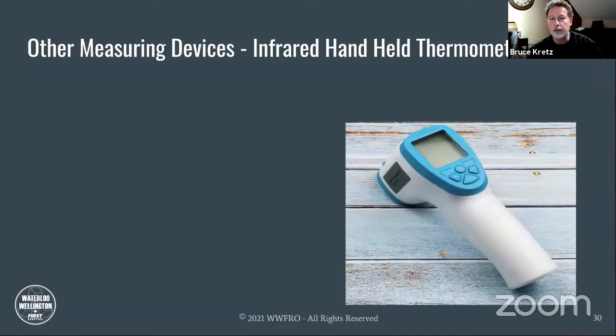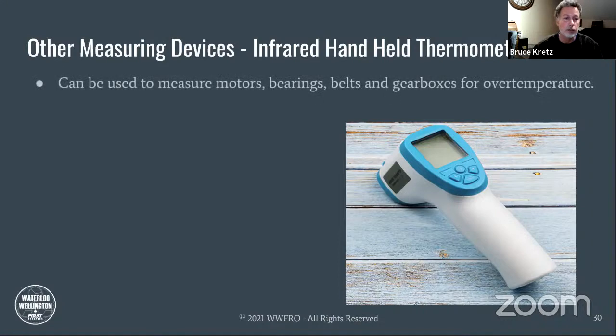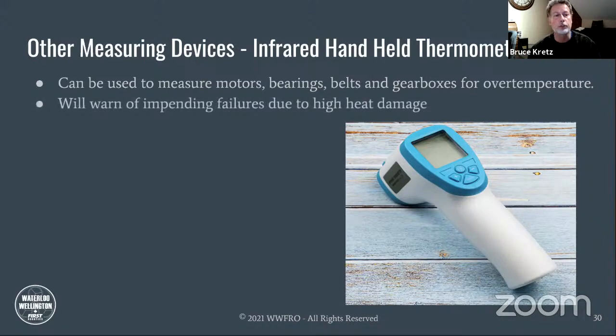Let's talk about the infrared handheld thermometer. Handy little measuring device, and it measures heat. It does it with an infrared beam and some slick technology to measure the reflection. It can be used to measure motors, bearings, belts, and gearboxes for over temperature. And I talk about over temperature because it will warn of impending failures due to high heat damage. When motors and bearings and other things start to fail, they typically will start to heat up. They will heat up until they seize and then stop turning. And when things stop turning, the robot does not move.